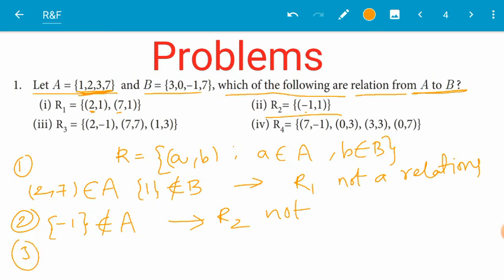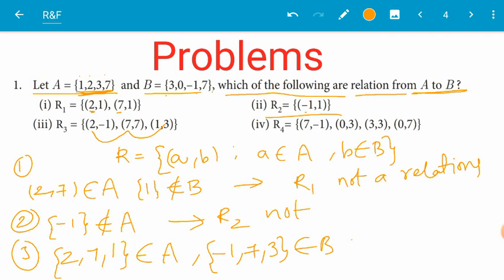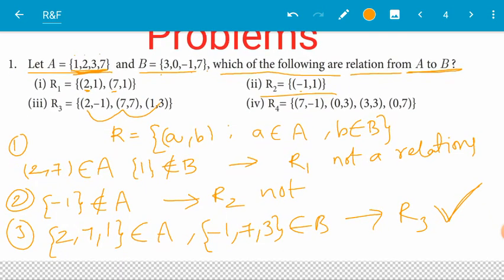Third one, check first elements: 2, 7, 1. Yes, we have 2, 7, 1 in a. And look at the second elements: minus 1, 7, 3. Yes, we have them in b. So it is said to be a relation. R3 is the relation.